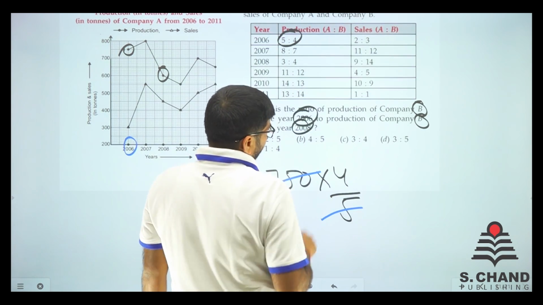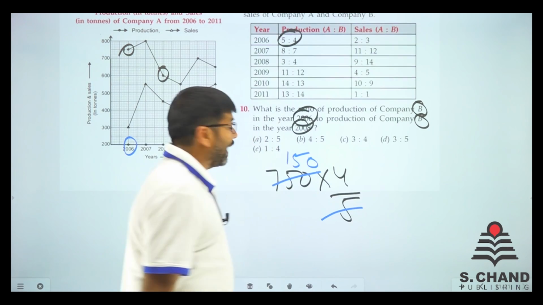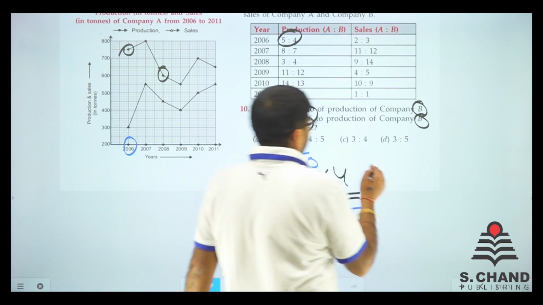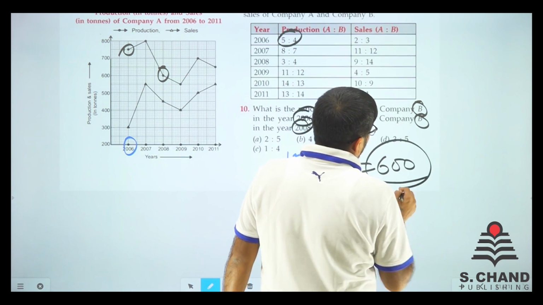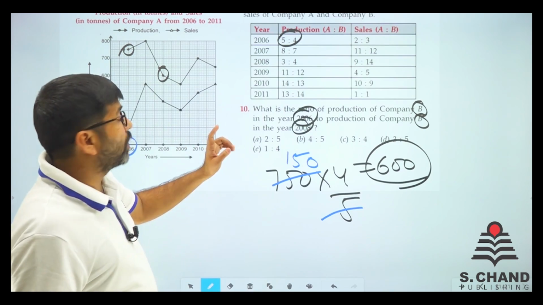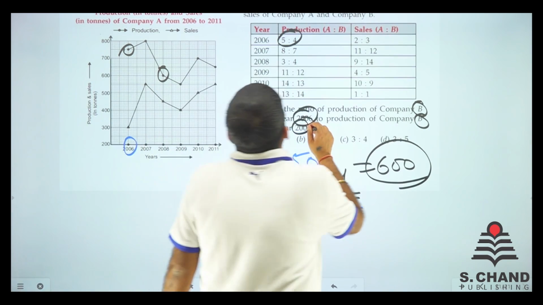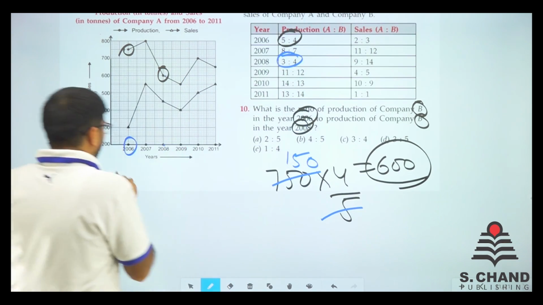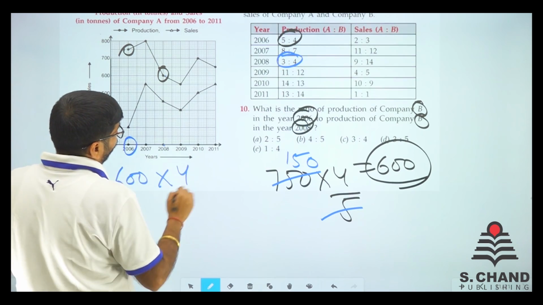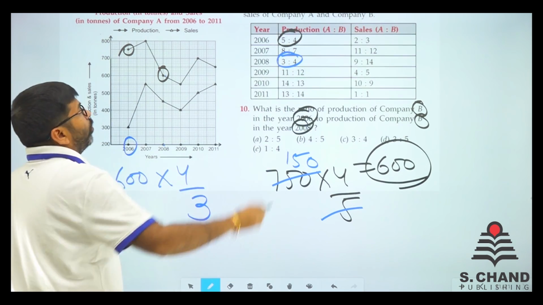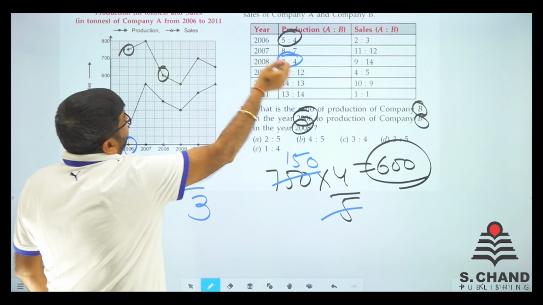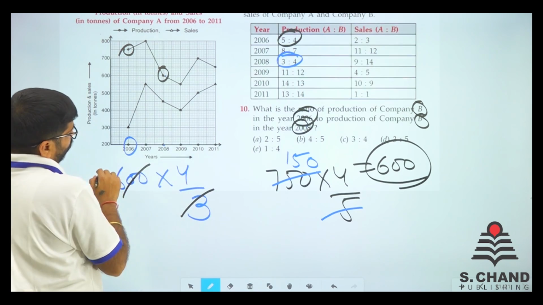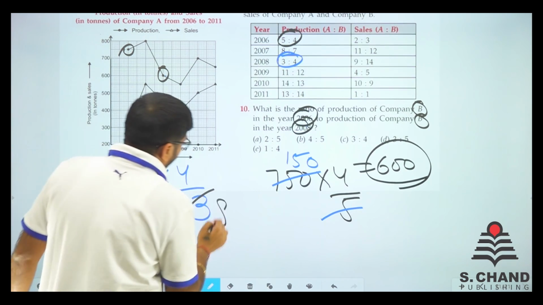So when we do like that, 150 is the calculation, right? Then 150 into 4 is like 600. So 600 is the production of company B in 2006. Now 2008, so 2008 is 3/4 and 2008 is this 600. So what I do is 600 into 4/3. Now why 4/3? Same rule. We need to divide this 600 by 3 to get the single unit. And when we multiply this by 4, it will give you this. So 200 into 4 is 800.